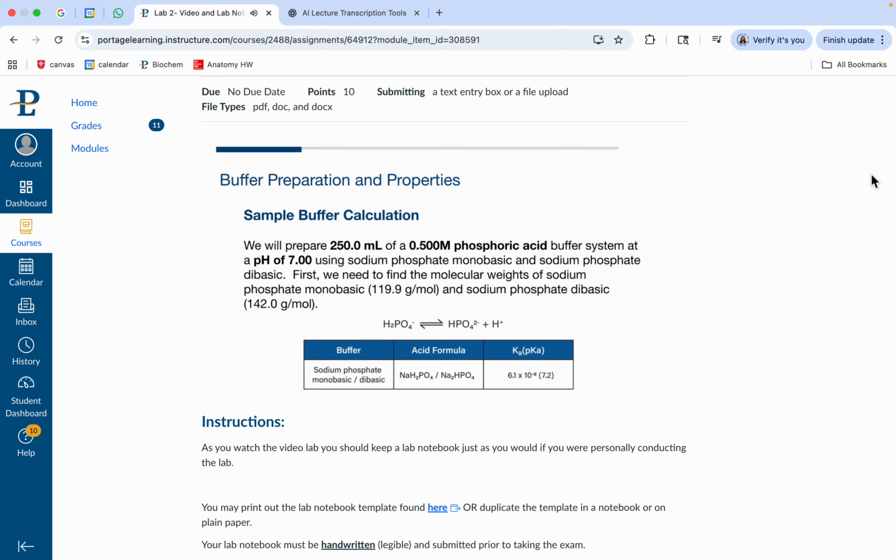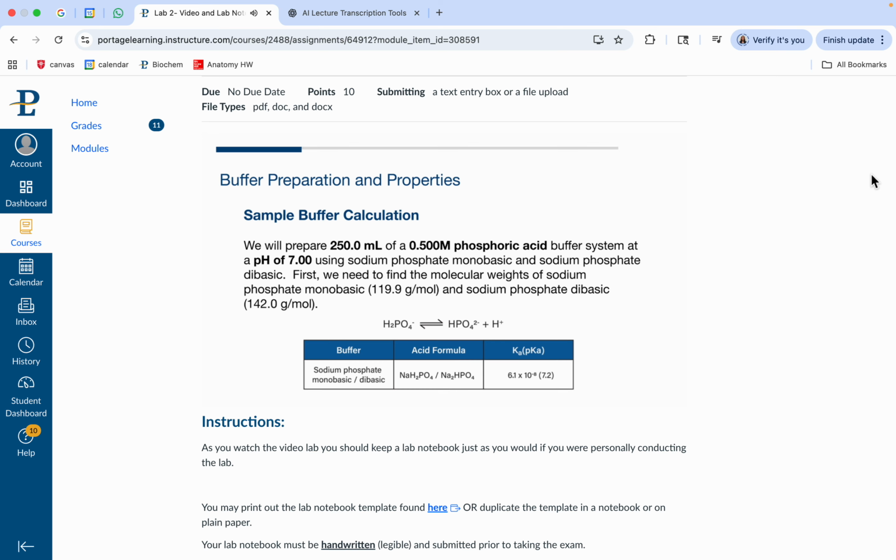First we need to find the molecular weights. The monobasic is 119, the dibasic is 142, and we can see here the chemical formulas, monobasic here and dibasic here. The pKa for these is 7.2, so we're making a buffer near its pKa: we're making a buffer of pH 7, and this is 7.2. This is going to be our buffering system, and this is the reaction.